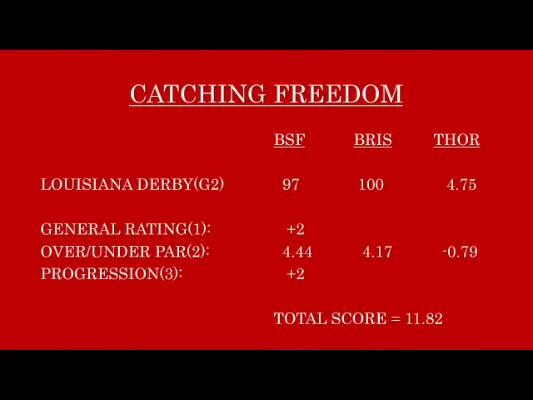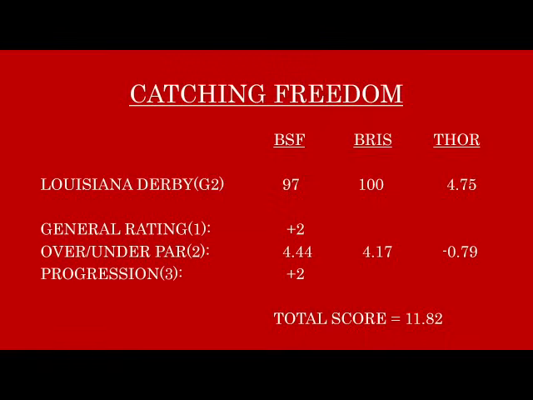But Thorograph takes into account a lot of different things: the surface, the kind of day it was, the wind. It's very comprehensive, and it's a very consistent number over other tracks. So it's very important to pay attention to it. And it is a little alarming to find a 4.75 when you see a 97 Beyer, which only considers the final time of the race, and the Brisnet, which incorporates pace. So just something to think about.